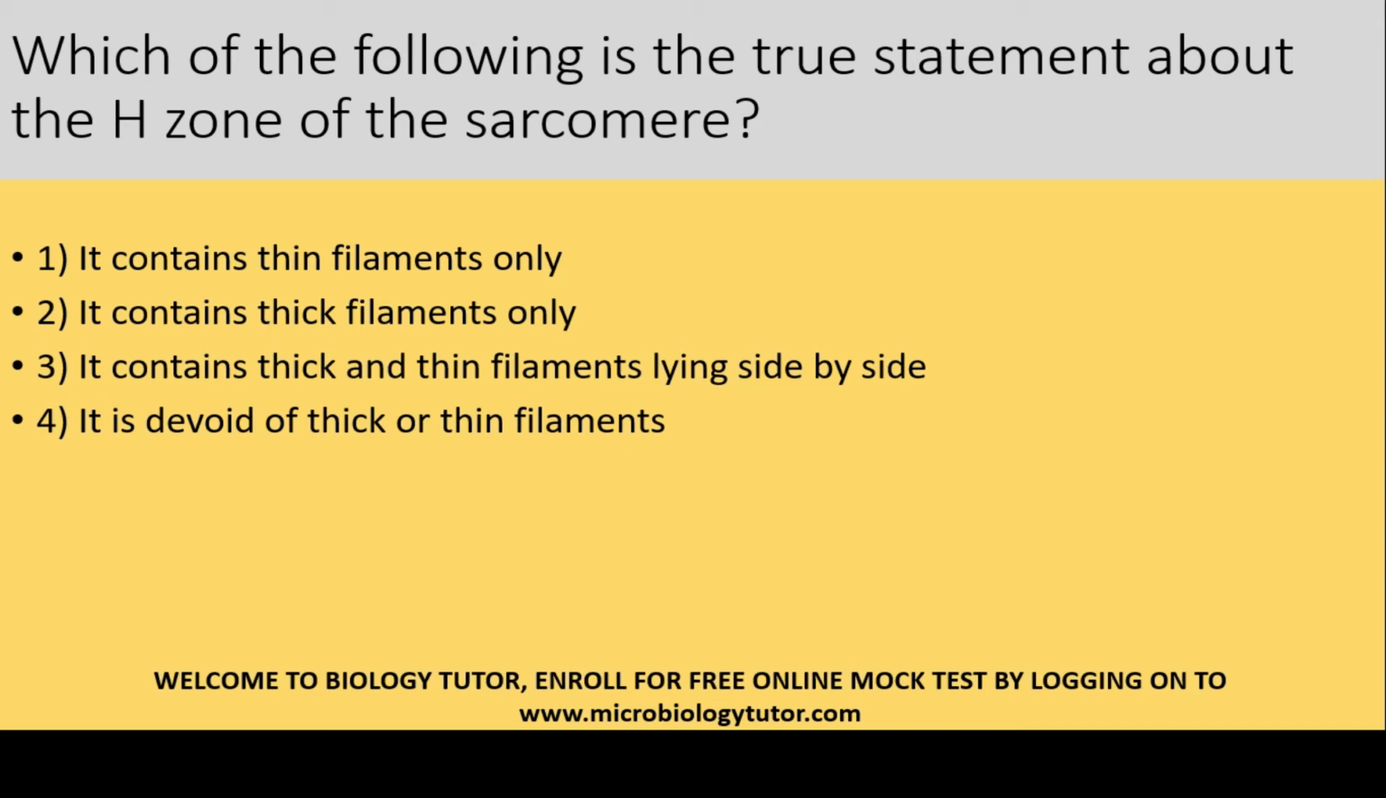Which of the following is the true statement about the edge zone of the sarcomere? 1. It contains thin filaments only. 2. It contains thick filaments only. 3. It contains thick and thin filaments lying side by side. 4. It is devoid of thick or thin filaments. Which is the answer? Here the answer is 2. It contains thick filaments only. The edge zone of the sarcomere contains thick filaments only.